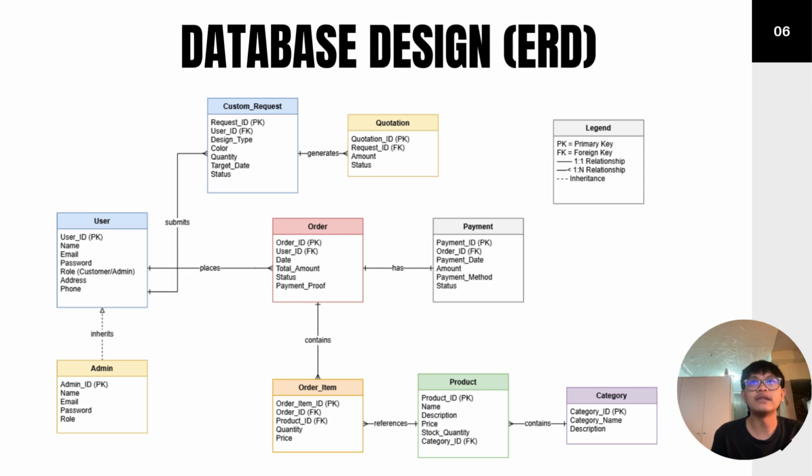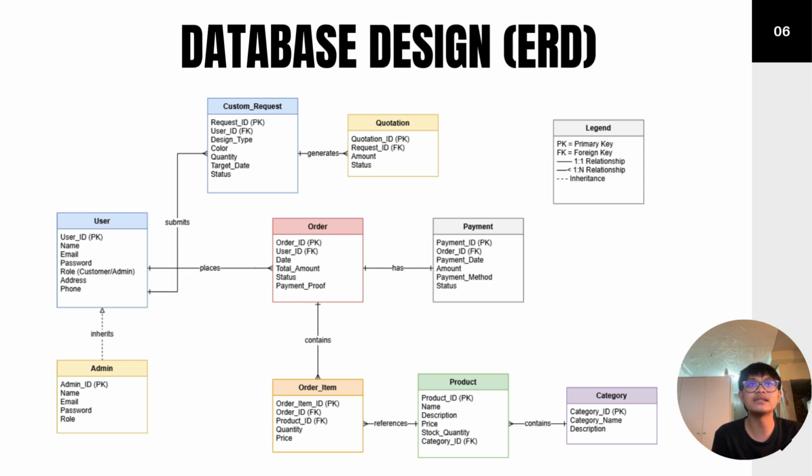So first we have the user entity. This contains the basic information such as user ID, name, email, password, role, address, and phone. And the role attribute identifies whether the user is a customer or an administrator. So the admin entity inherits from the user entity, which means the administrators share common attributes with the users but have additional privileges in managing the system.